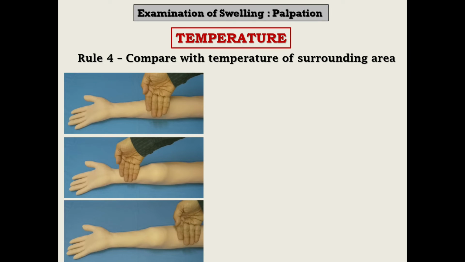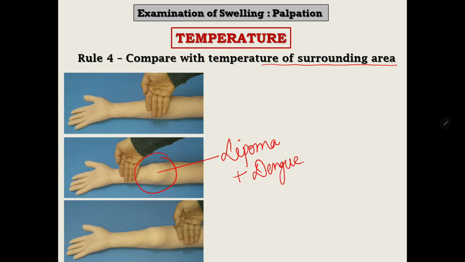Fourth and the most important rule, please do not come to any conclusion about the temperature without comparing the temperature of surrounding area. Now here I can explain you with a very interesting example. Suppose that this swelling is a lipoma. Now lipoma is a benign tumor of fat cells. There is no inflammation, no increased vascularity, so the temperature over lipoma is normal. But now additionally, imagine that this patient is having some febrile problem like say dengue or malaria or anything else.